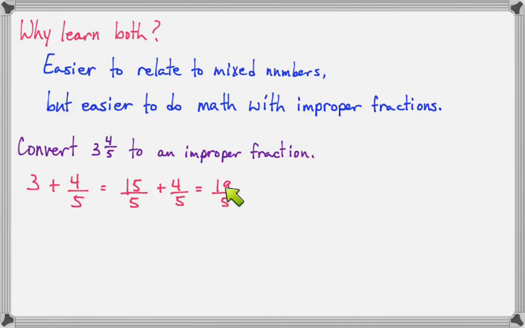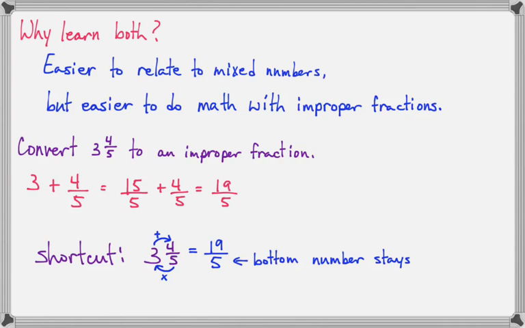But look where the 19 came from. Really what we can do is say the bottom times the whole number. So 5 times 3 makes 15. And then you add these extra pieces on top. So 15 and 4 make 19. So we multiply bottom times whole, and then we add that number plus what's on top. And the bottom number always stays the same. So whatever's on the bottom here is still on the bottom when you finish.